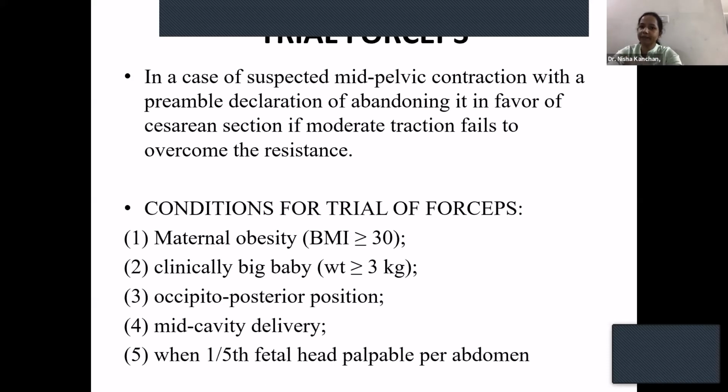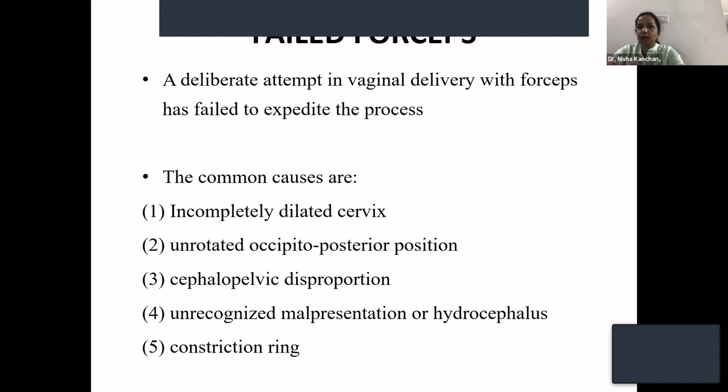A mid cavity delivery, which is high, we don't try to do. When one-fifth of the head is palpable per abdomen, again, we don't try this. If you feel that you might fail and you want to try forceps, go to the OT and try, keep your anesthetist by your side, and then try for your forceps delivery. That is your trial of forceps. Next slide, please. Failed forceps.